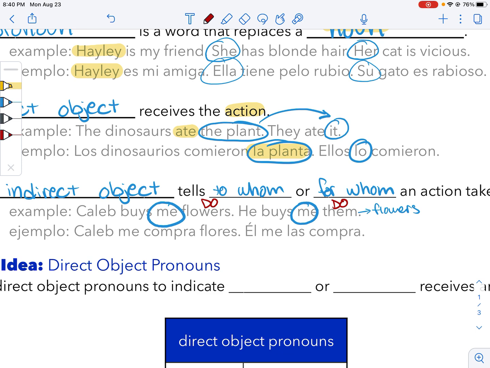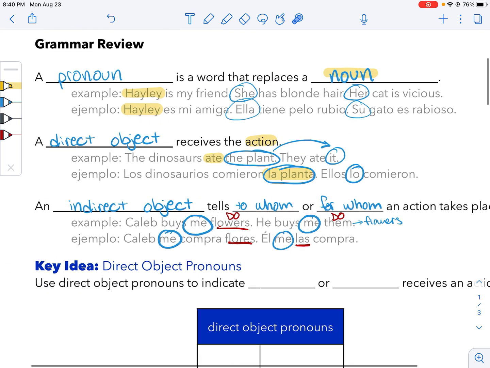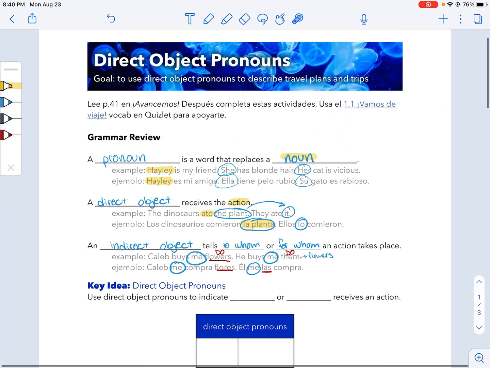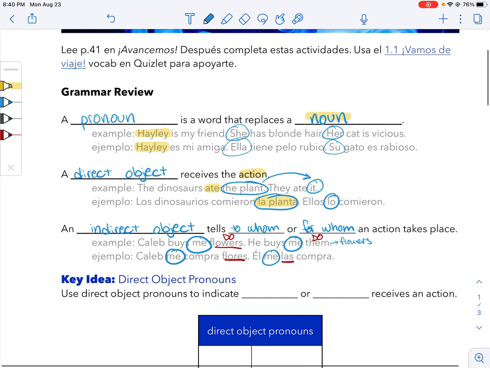So same thing. El me compra flores. He buys flowers for me. Here, flowers are a direct object. But when we have 2 of them together, they come in the same order as they do in English. El me las compra. He buys me them. But in Spanish, they're both before the verb, so that's funsies. Today, we are focusing on direct objects.